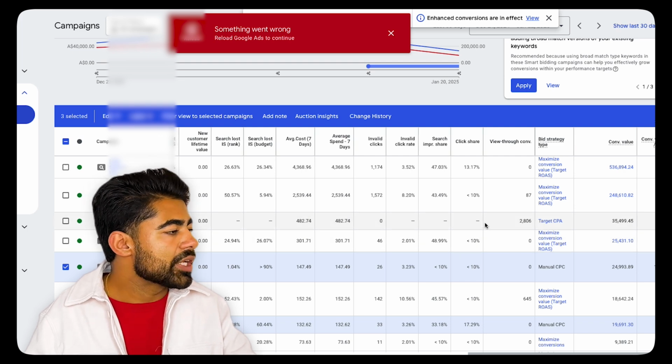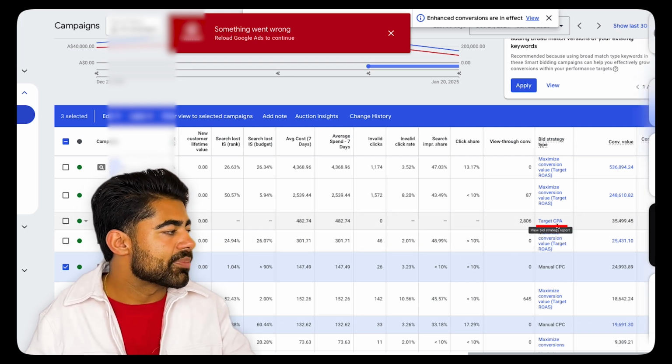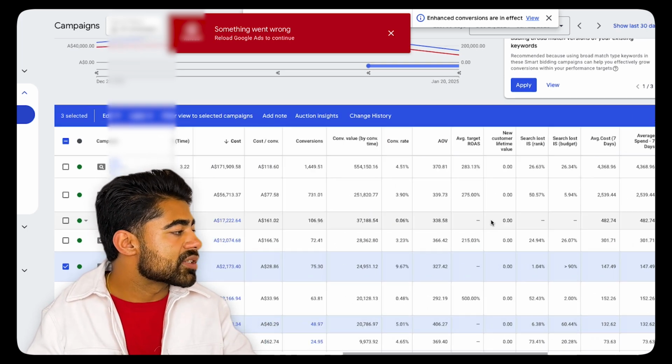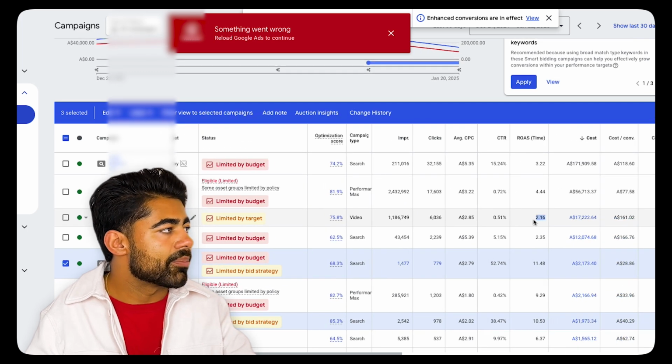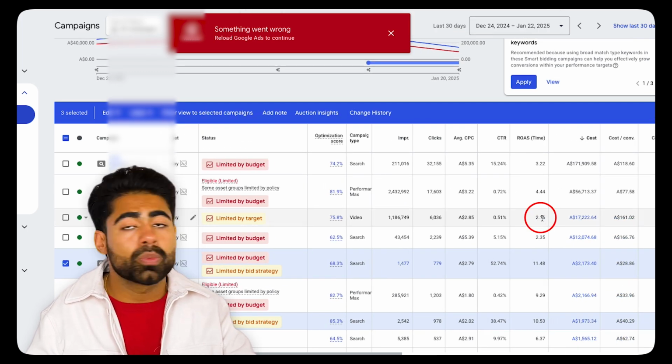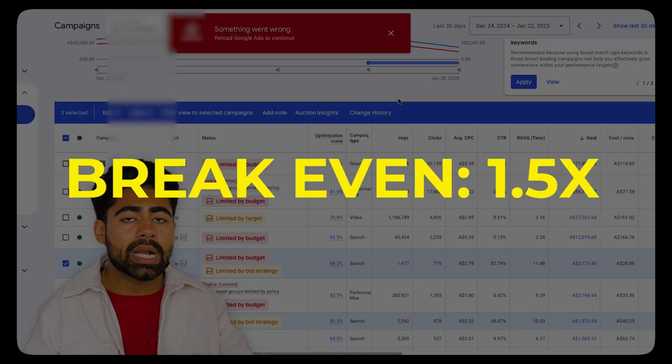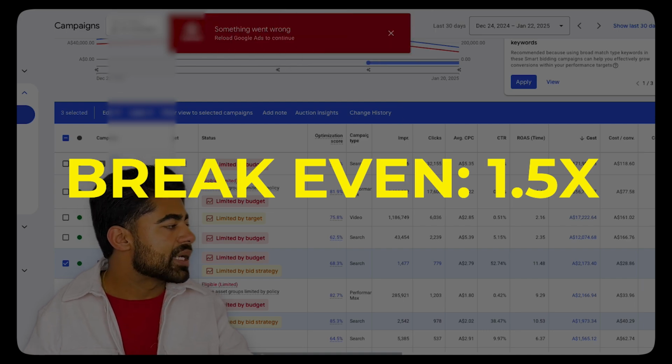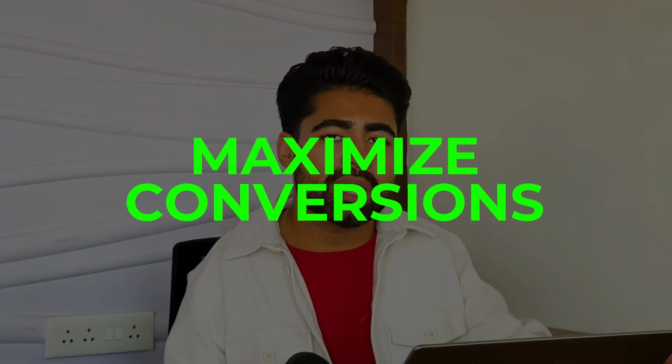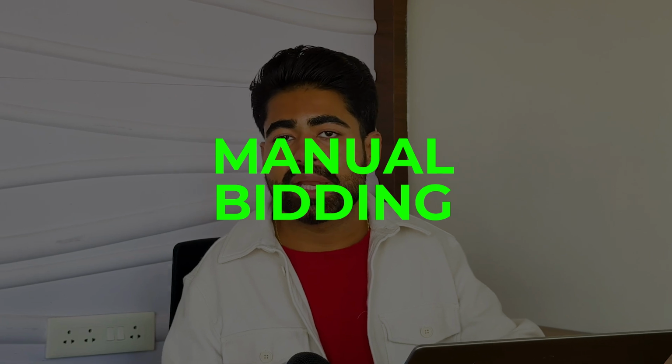And in terms of YouTube ads, as you can see, we're going after target CPA, and it's working like a charm here because the overall ROAS for this target CPA campaign is fairly decent at 2.16x, where the break even for this brand is 1.5x. But long term, you want to be playing around with different bidding strategies because every ad account is different. Some brands work better with maximized conversion value bidding strategies, some brands work better with just manual bidding, and so on and so forth.